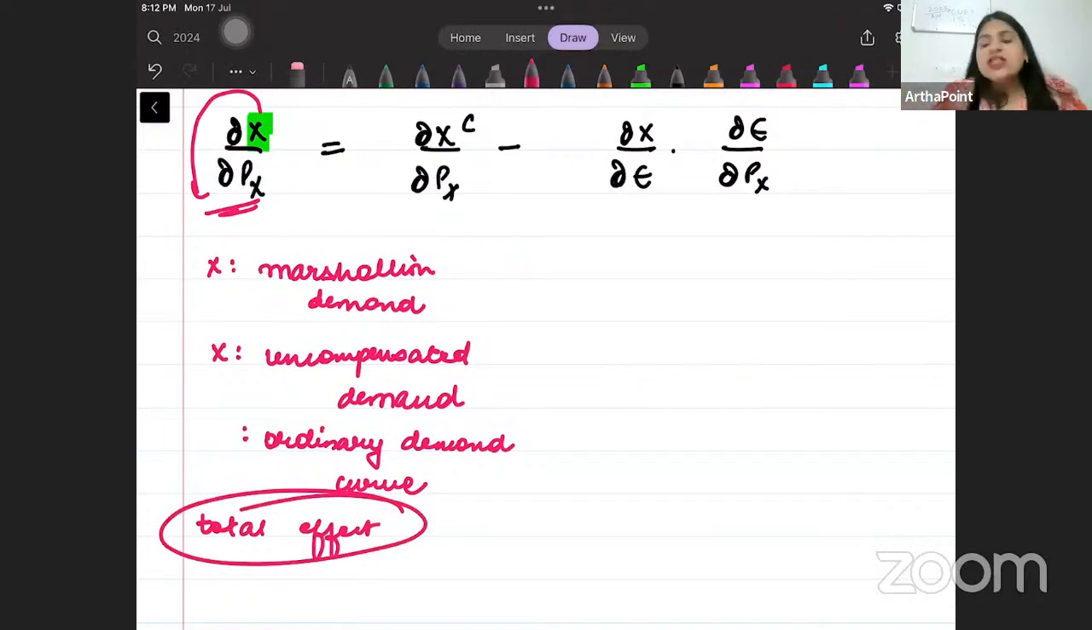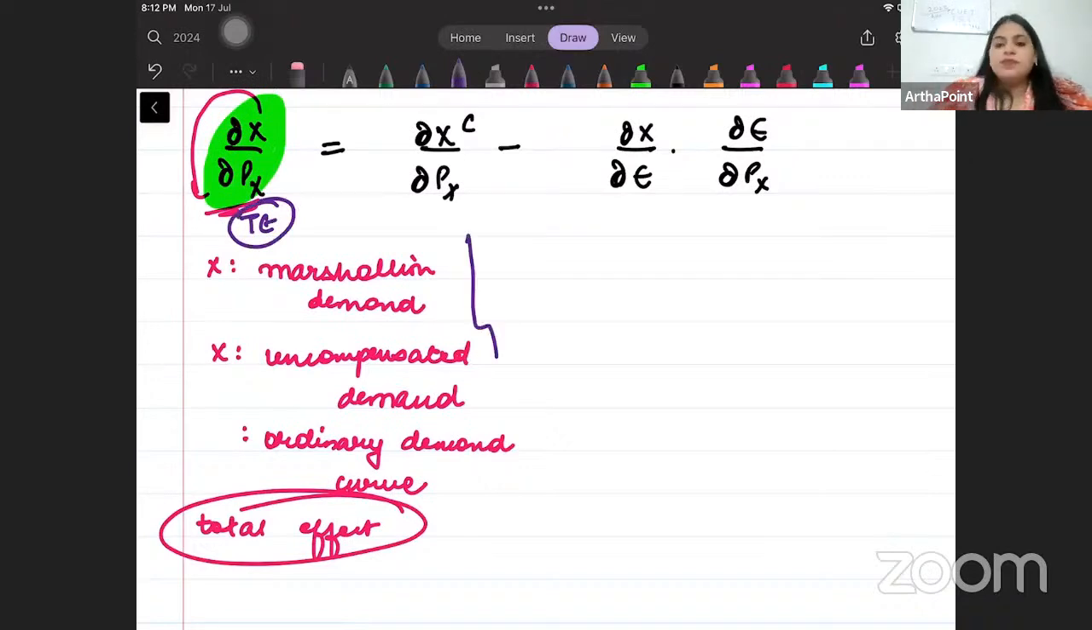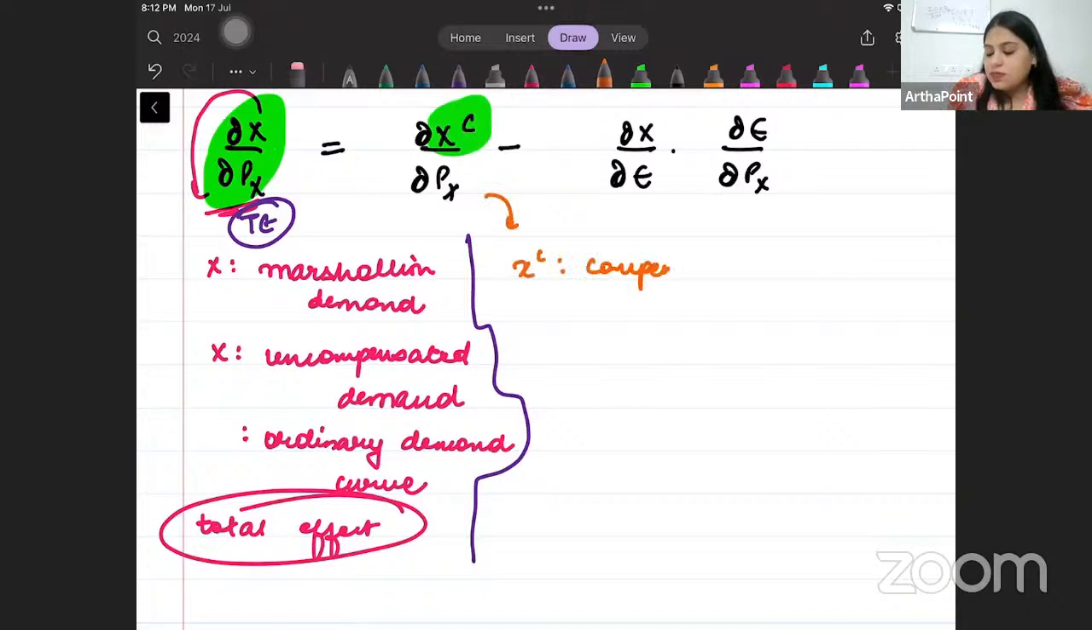By how much will the total demand change when the price will change? This is basically this effect, this side. This is the total effect. Right? Now look at this part. This is XC. XC was the compensated demand. It was also called the Hicksian demand.